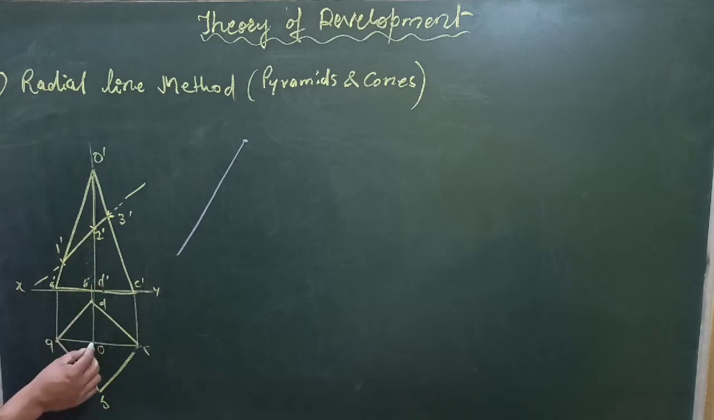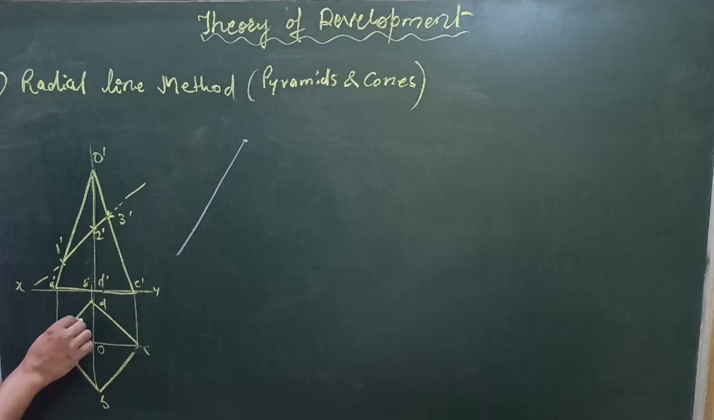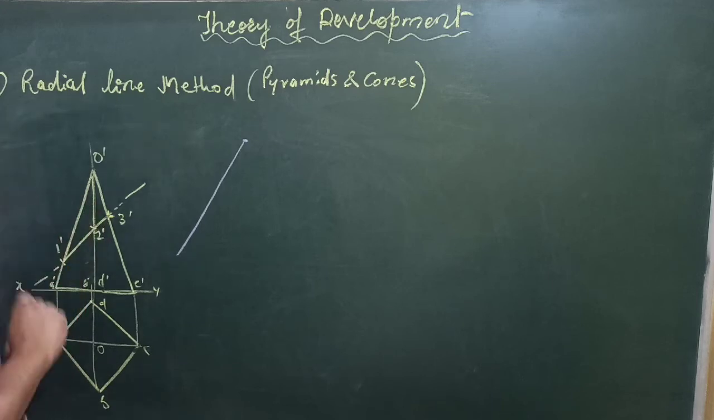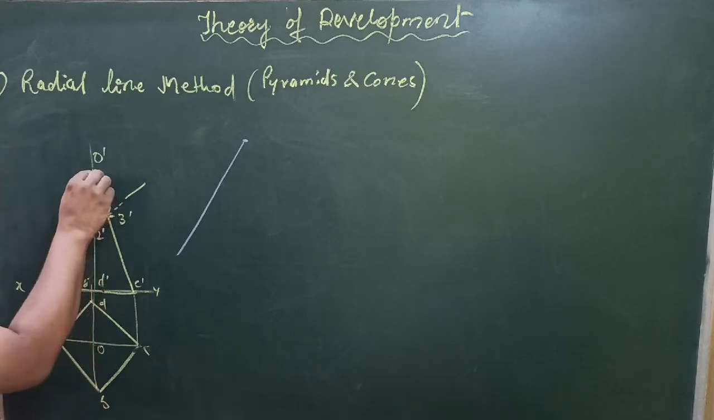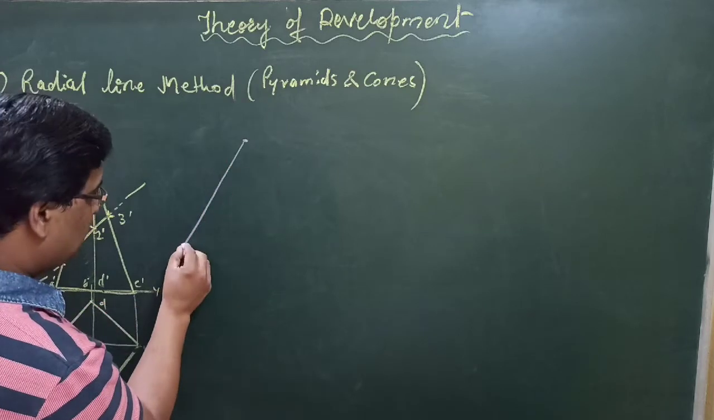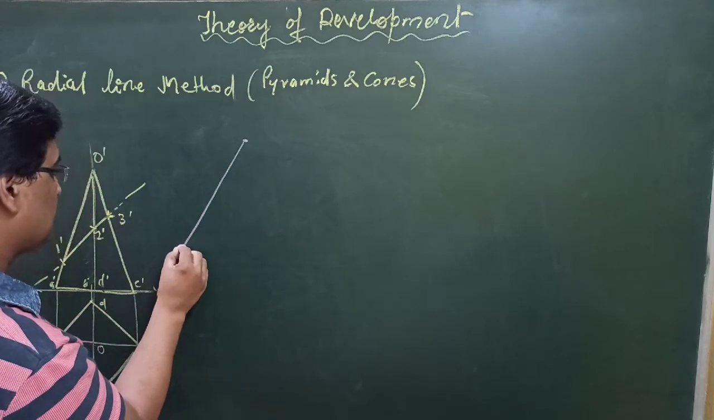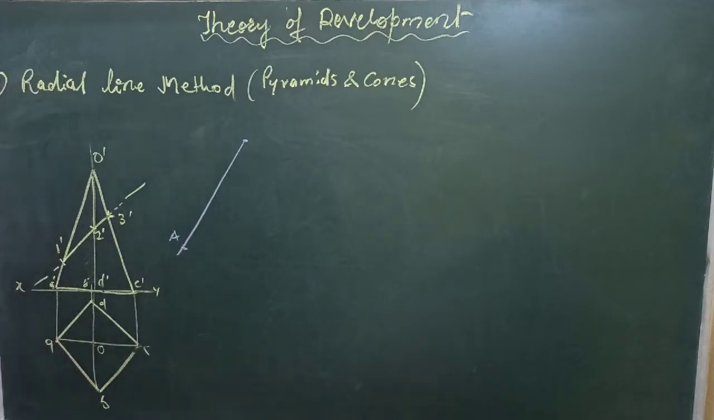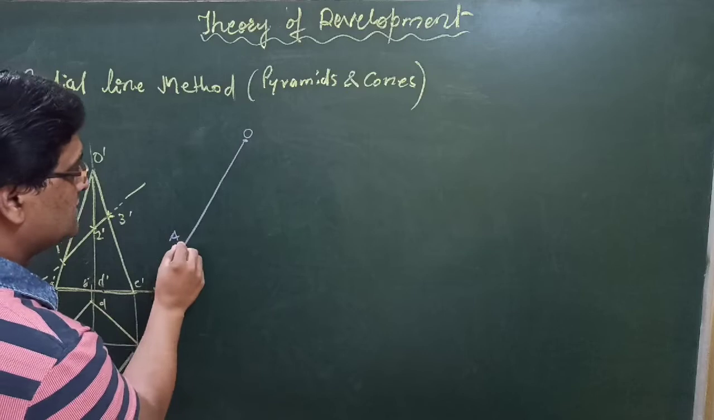If none of the slant edges are parallel to VP in the top view, then you have to make one parallel to VP by the rotate and drop method, as we have done in the projections of straight lines. You have to find out the true length in the front view, and then take that distance. We will discuss this later on. So take O'A' from here, which is a true length, and cut a length OA here also, so that you get a point A here. This is O, this is A.